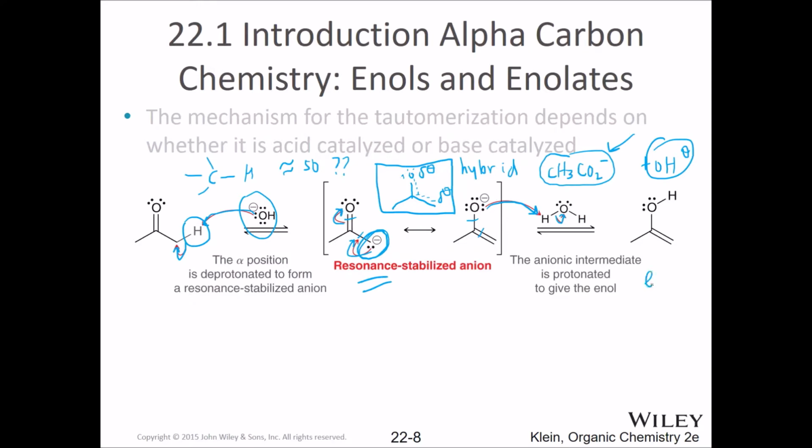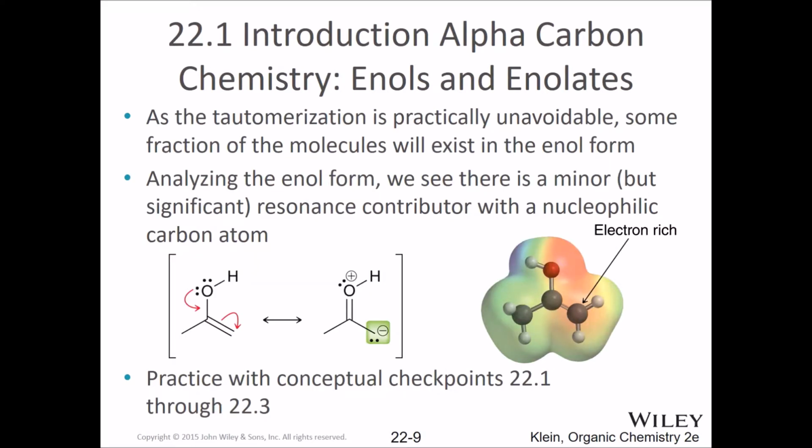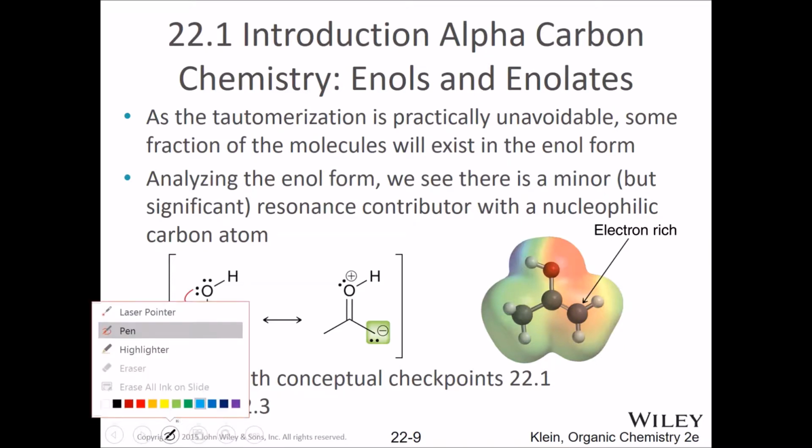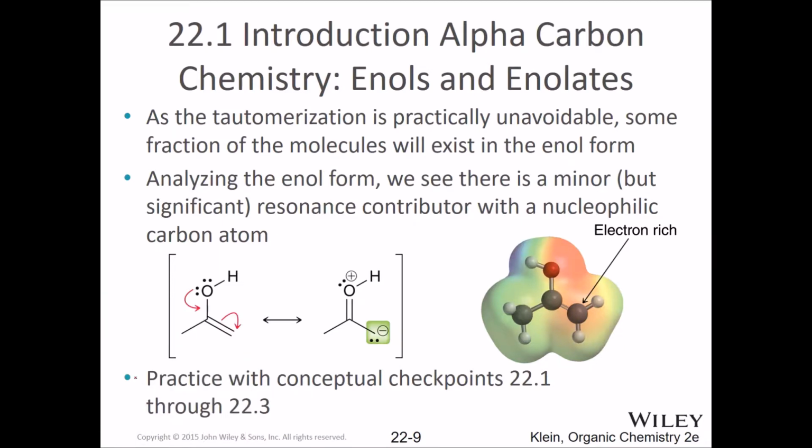And now we've got our, watch this, enol and our keto. Okay, so that's base catalyzed tautomerization. We've got a long ways to go. Let me move on. Okay, now, as the tautomer, I'm going to go back to a different marker. Can I go back to red? Okay. As the tautomerization is practically unavoidable, some fraction of the molecules will exist in the enol form.